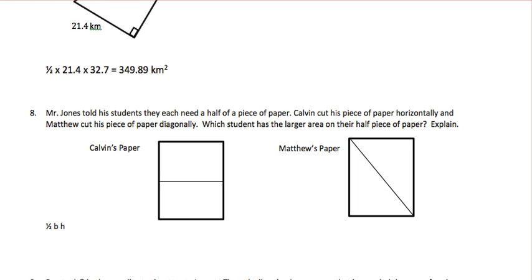And then Matthew also started with the same rectangle, base times height, and he cut it in half diagonally, which of course created for him two right triangles. And the formula for a right triangle is 1/2 times base times height. So we can see that both students have exactly the same area on their half of the piece of paper.